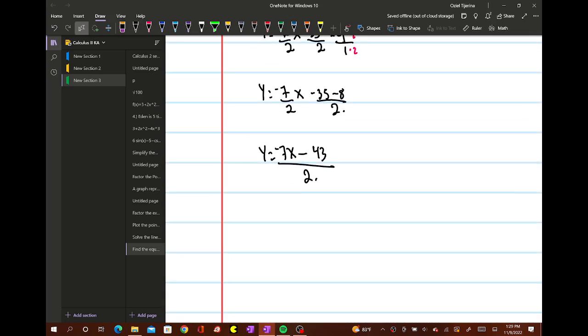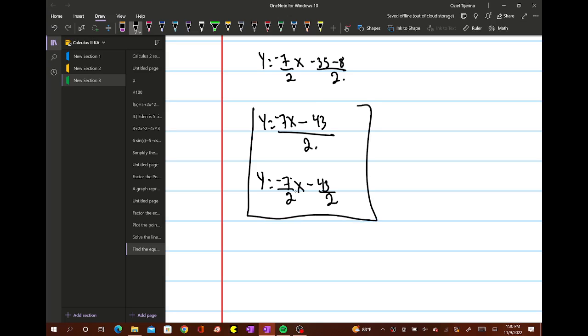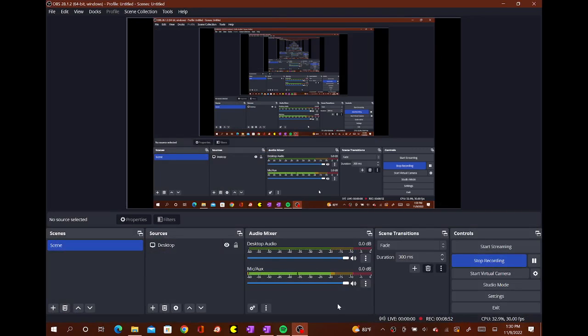You can write it this way if you want, or you can write it as negative 7/2 x minus 43 over 2, as long as it's in slope-intercept form. It depends on your professor, but that is how you do this example, guys.